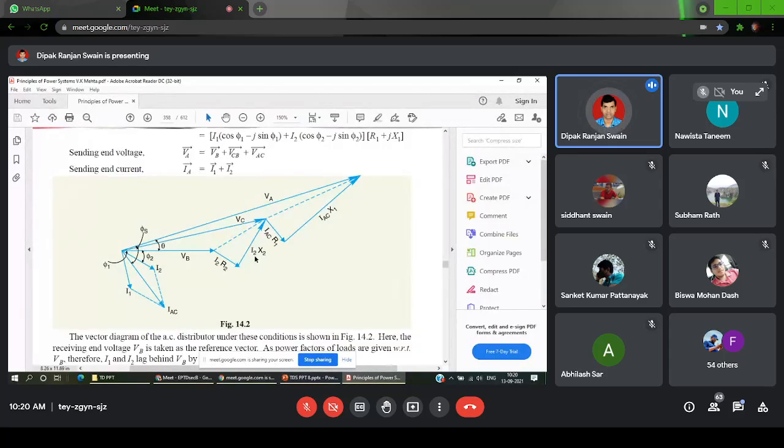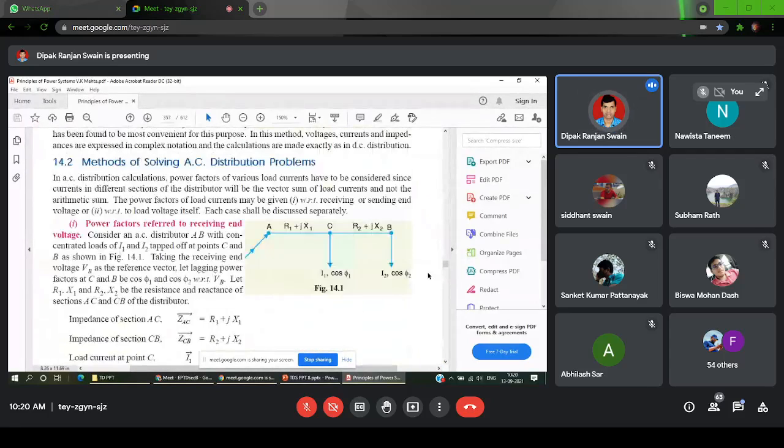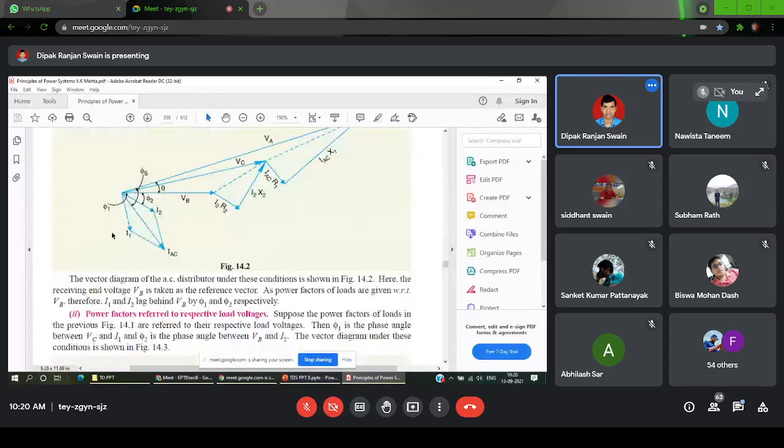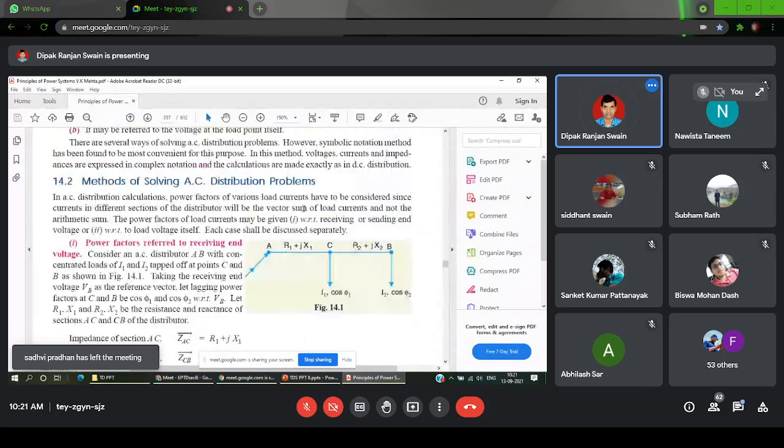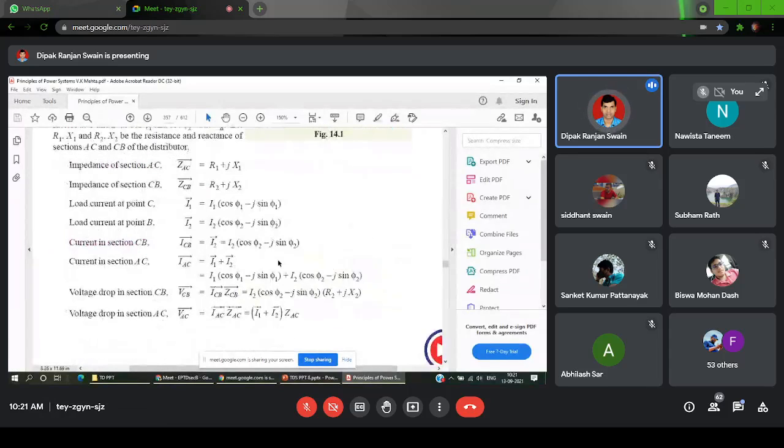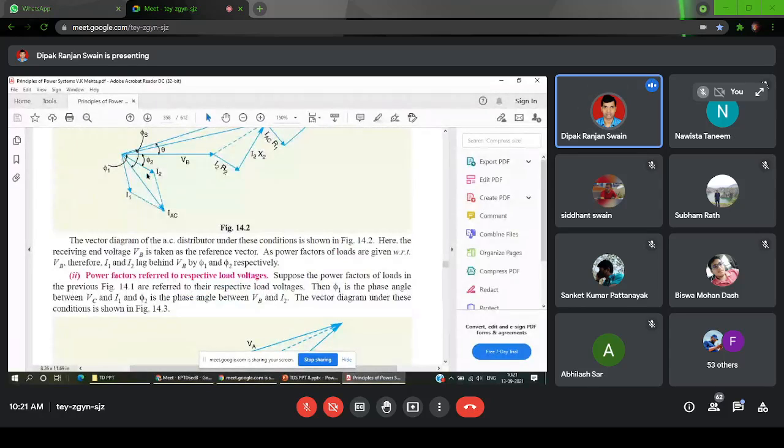Now in this method, all the voltages are referred with respect to VB. As I have told, in this method power factors are referred to the receiving end voltage. So all the currents are referred to it: here you can see I1 is lagging VB by the angle phi 1, and similarly I2 is lagging it by an angle phi 2. Now when you calculate the current in the section AC, it will be I1 plus I2. So this current is IAC, I1 plus I2.